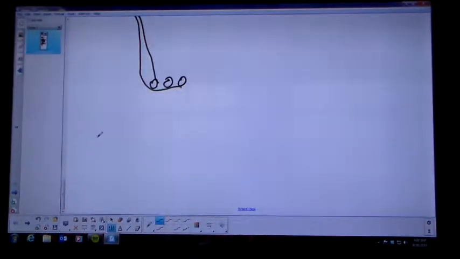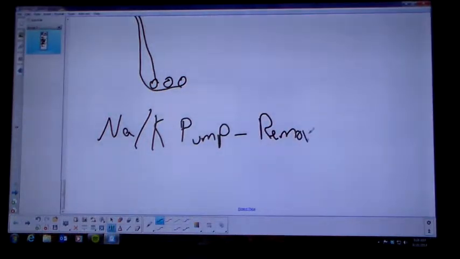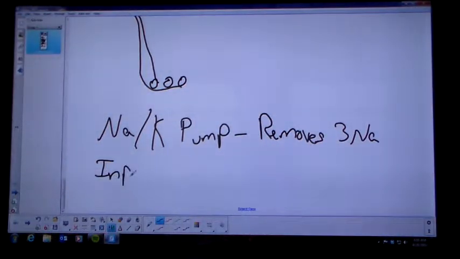An example of active transport is the sodium-potassium pump. It removes 3 sodiums from the cell and inputs 2 potassiums. And it's like a revolving door. The ATP spins that thing around to get rid of the sodium and put in the potassium. Channel proteins are used here. Anything that has a little bit of energy.